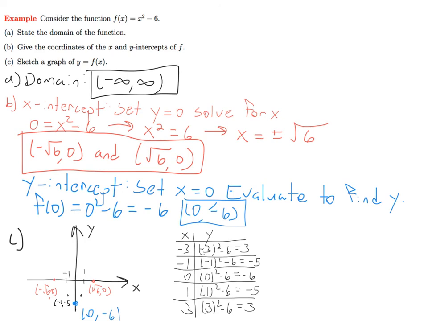So plotting those points, here we are at minus 1. The output was minus 5, and plugging in minus 3 gave us an output of positive 3. Plugging in positive 3 gave us an output of positive 3. And so sketching a graph of this function, we get a parabola such as this one.